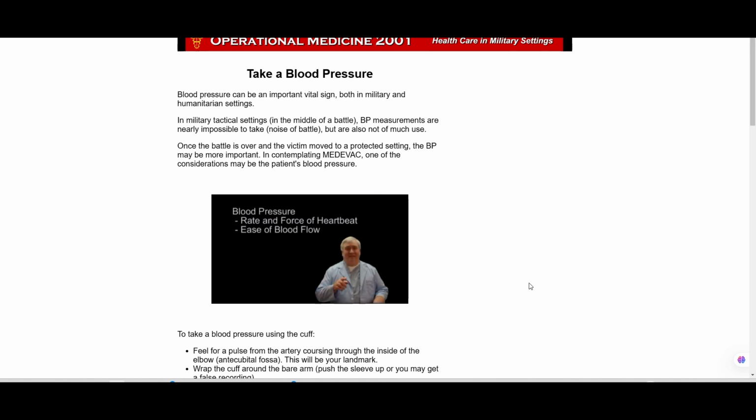Two things determine the blood pressure: the rate and force of the heartbeat and the ease with which the blood flows into the small branches of the arteries. When the heart rate or force is increased by exertion or illness, blood pressure increases. If the volume of blood within the circulatory system is reduced, such as in hemorrhage, and other factors remain the same, then blood pressure decreases.